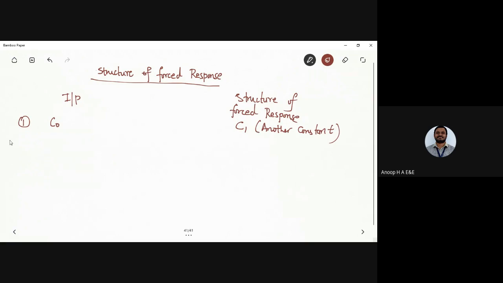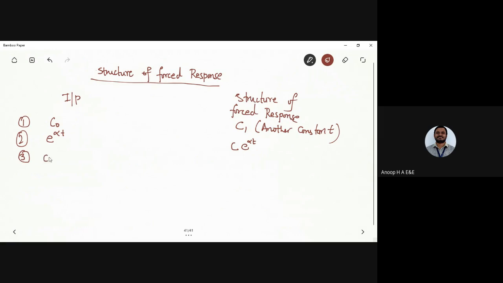Now the second one will be exponential, that is e power alpha t. So I can have c e power alpha t as the structure of the forced response.